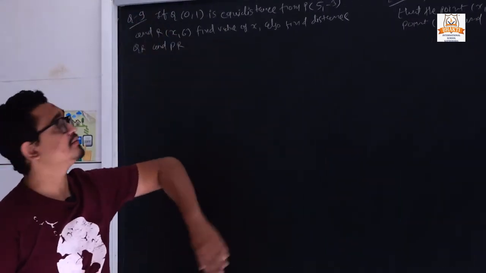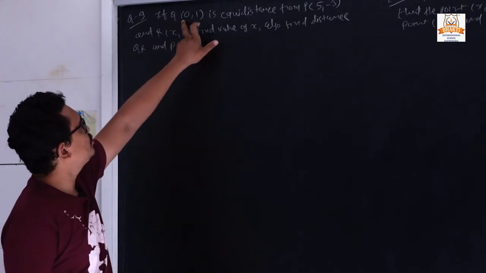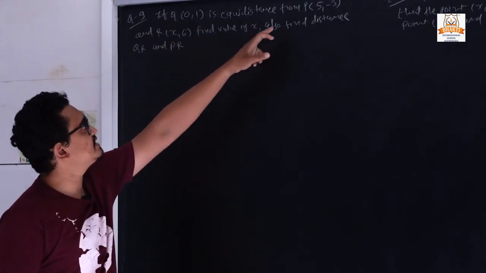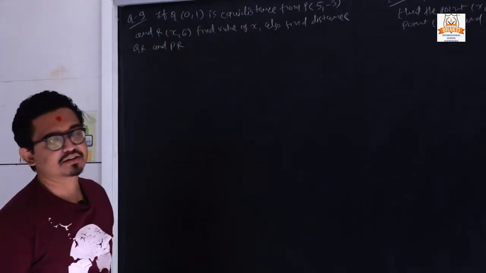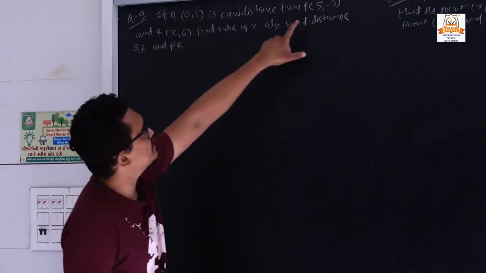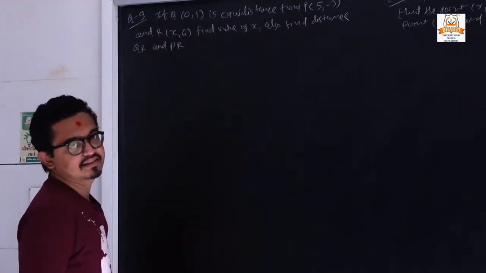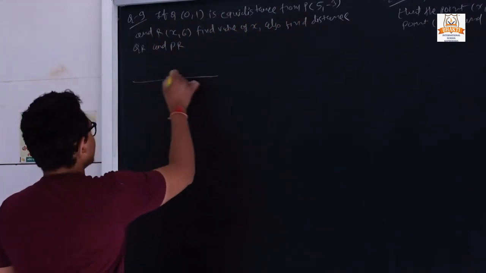Question number 9. If the point Q, 0 comma 1, is equidistant from, it means this point is equidistant from P as well as R. Suppose we can draw it roughly.